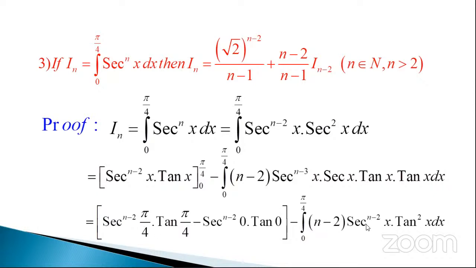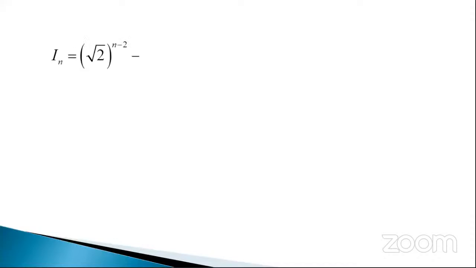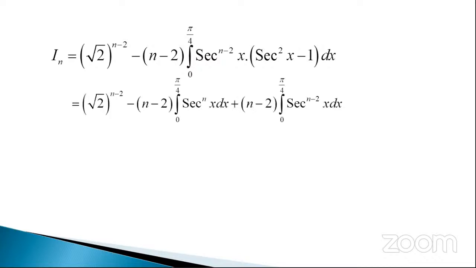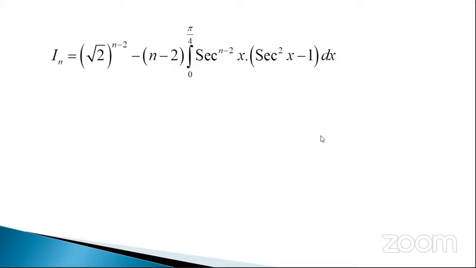Here, n minus 2 into sec to the power of n minus 2 x into tan square x, which can be written as sec square x minus 1. The simplification of the first term is root 2 whole to the power of n minus 2. It's clear. Minus n minus 2 into the integral over 0 to pi by 4 of sec to the power of n minus 2 x into sec square x minus 1 into dx. The first term is as is. Now you can multiply these two terms: sec to the power of n minus 2 x into sec square x gives sec to the power of n x, and sec to the power of n minus 2 x into minus 1 gives sec to the power of n minus 2 x. Now this is denoted by I n, and this is denoted by I n minus 2.